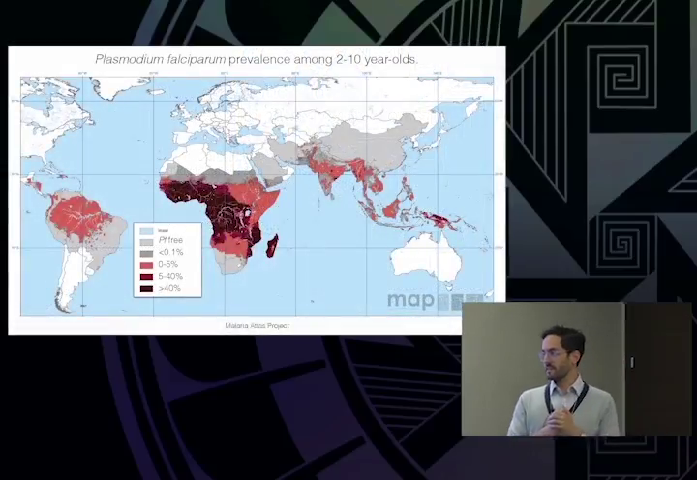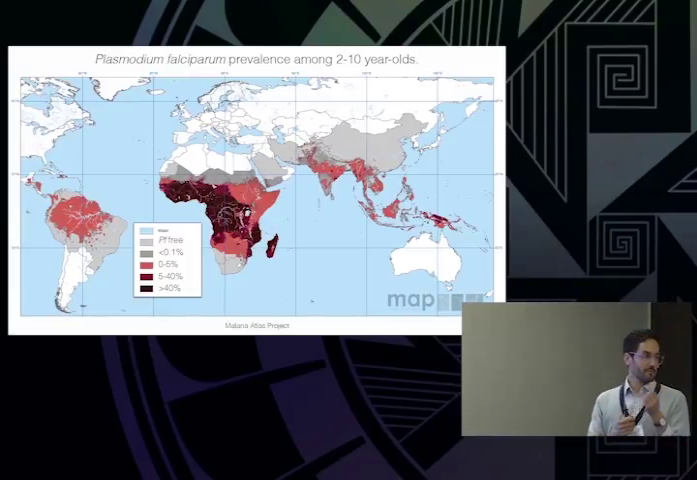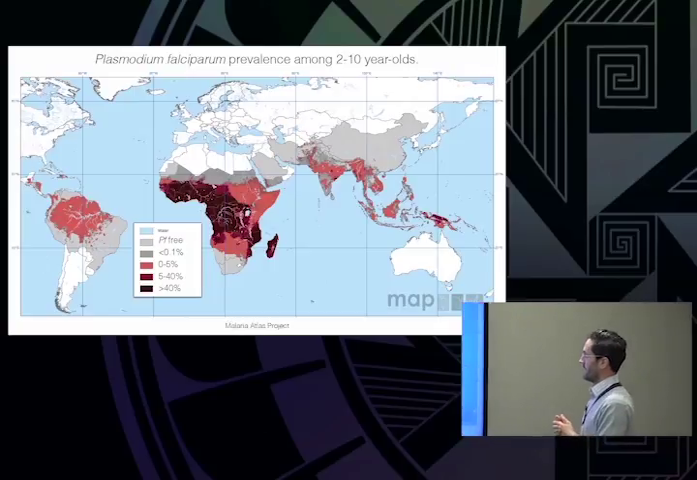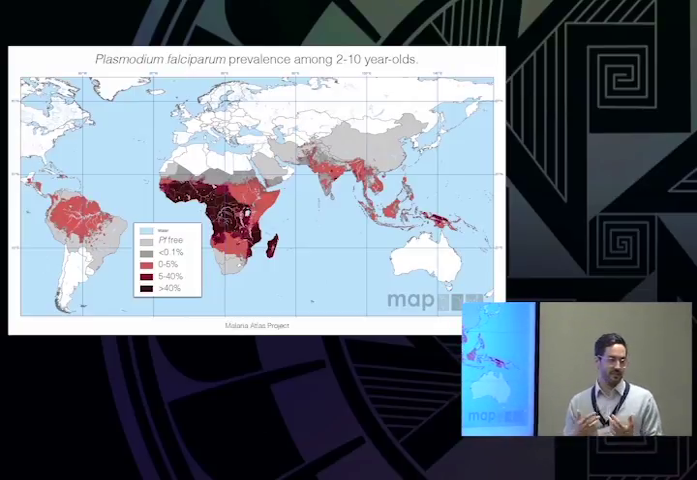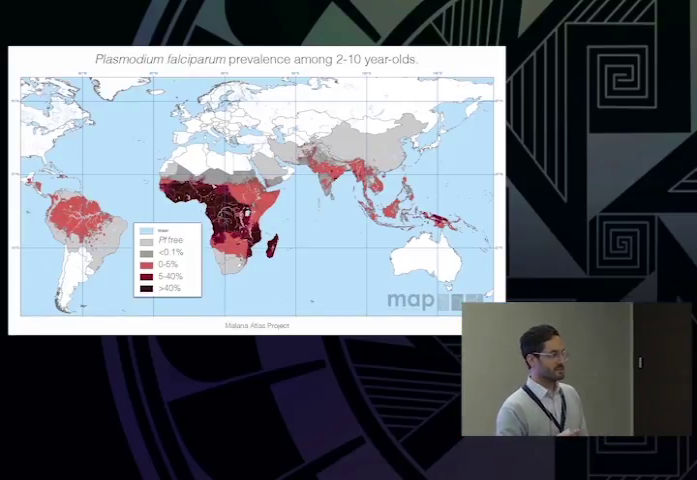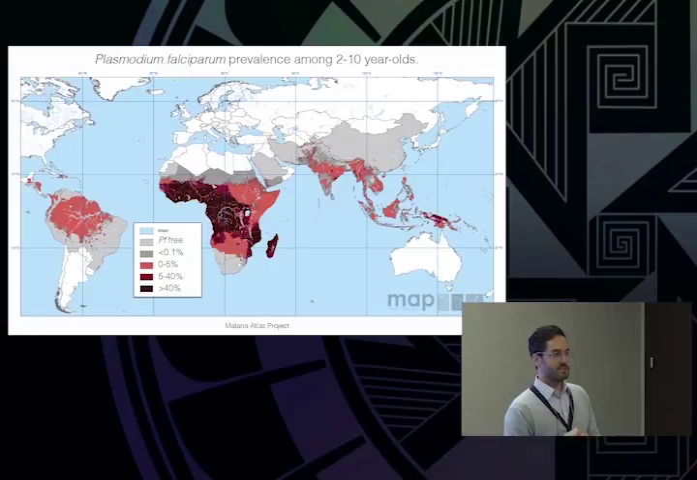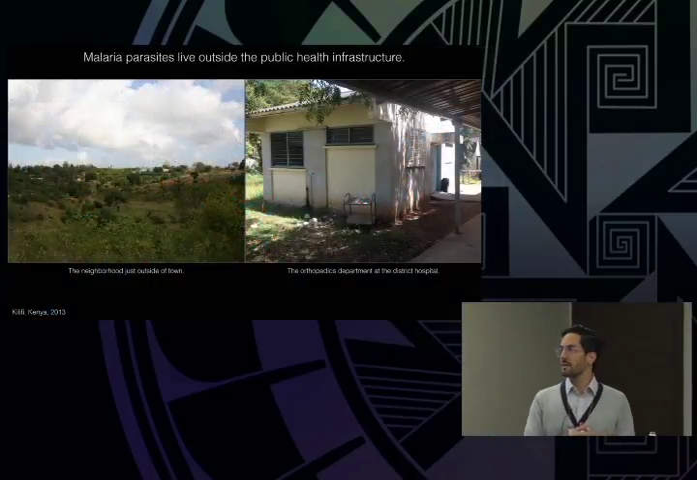So this is just a very disappointing map. This shows Plasmodium falciparum, the malaria parasite, prevalence among 2 to 10-year-olds, so these are kids. And this is data for the past 5 years. As you can see, despite the fact that we've made a lot of progress in fighting malaria around the globe and reducing prevalence, this is still something that causes hundreds of millions of cases annually and kills around 500,000 people each year, mostly kids.